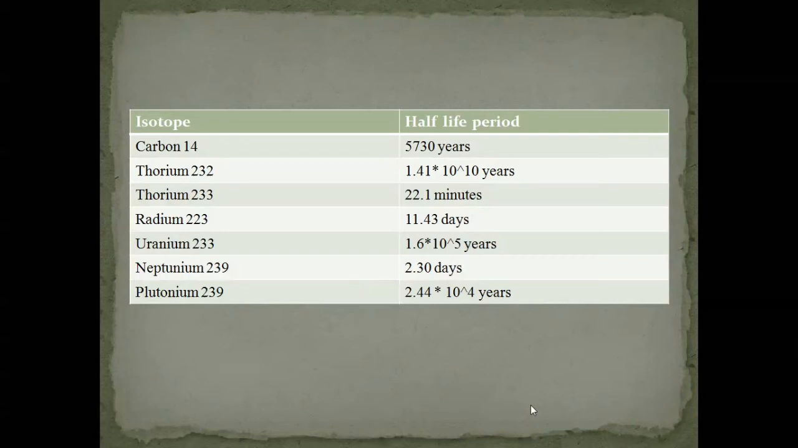You can see that the least half-life is for thorium 233, at 22.1 minutes, and the highest half-life is for plutonium 239, which is 2.44 × 10^4 years. You can have a look at this slide also by pausing the video.